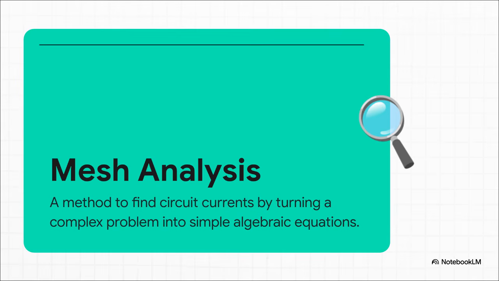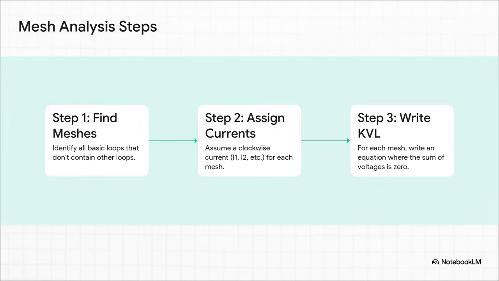So mesh analysis is really the tool that brings order to all that chaos we talked about. And at its core, it's all built on one fundamental rule, Kirchhoff's voltage law, or KVL for short. All KVL really says is that if you go around in a complete circle, a closed loop, all the voltage you gain from things like batteries has to equal all the voltage you lose across things like resistors. It has to balance out. Mesh analysis is just a really clever, systematic way to apply that one simple rule. And the process is actually pretty straightforward.